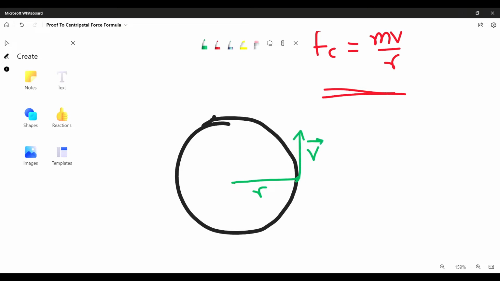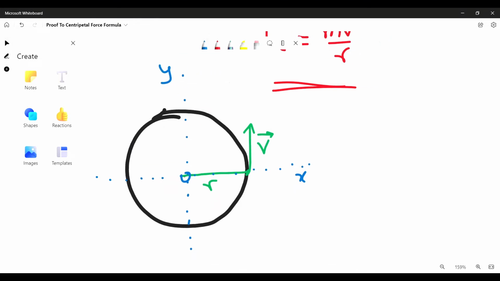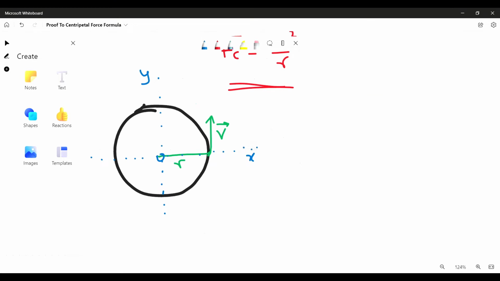which is a vector. And of course, this radius will be on our x and y axes. So if I just draw in our x and y axes here, let's imagine this circle's center is 0. Mathematically, the equation of a circle is given by x squared plus y squared is equal to r squared. This is how we describe a circle on the two-dimensional coordinate plane.